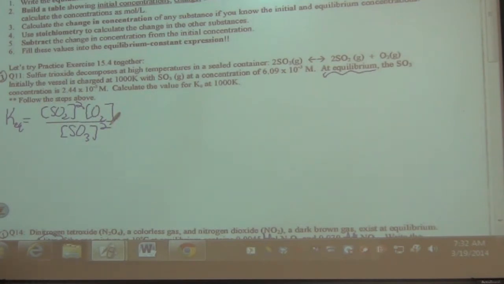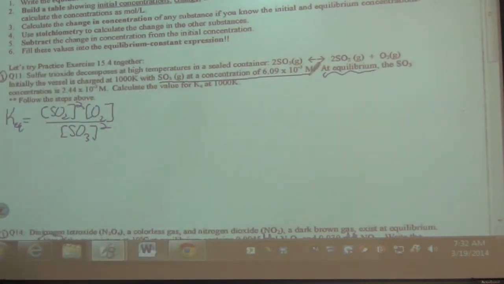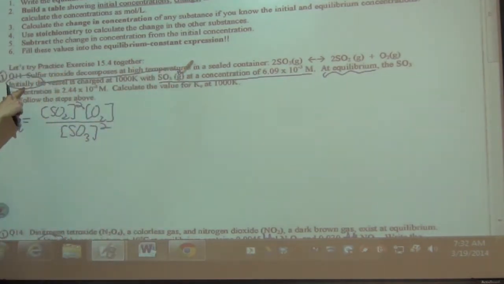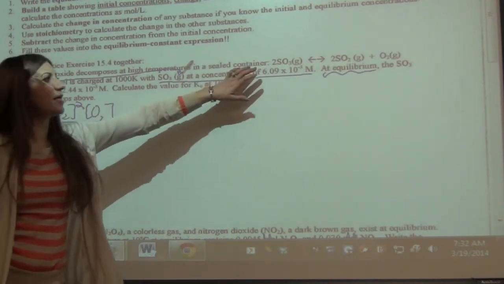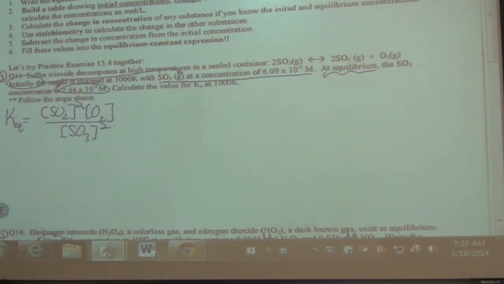All right, so what do we know? We know SO3 is at a concentration of that. Is that at equilibrium? No, they say initially. So this right here is an initial value. That's not at equilibrium. Then this is what your SO3 value is at equilibrium. So we're going to calculate the value. What could we tell about SO3? What could you tell that could be important here? How much it changed by. Perfect. We can tell how much it changed by.